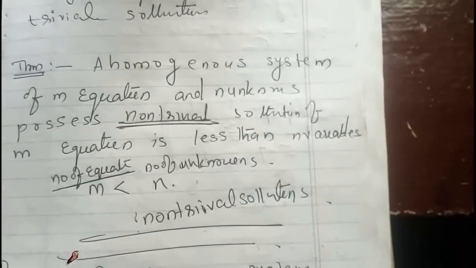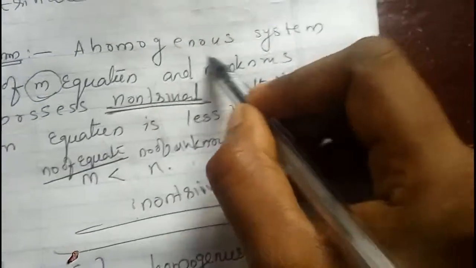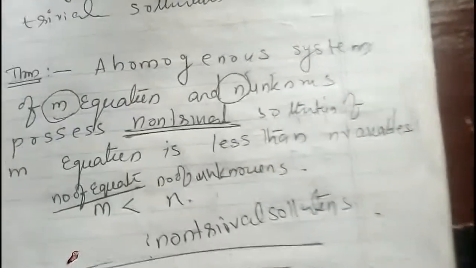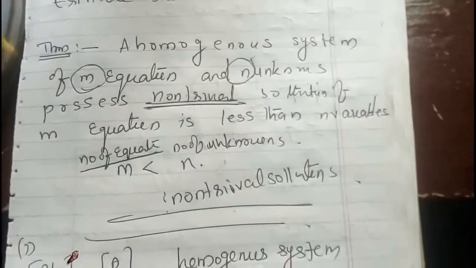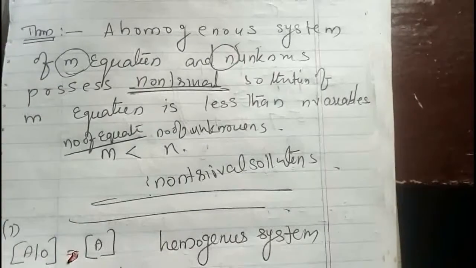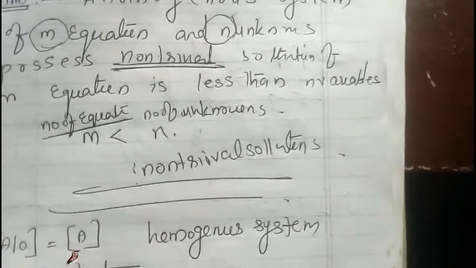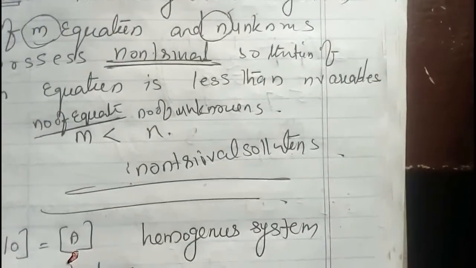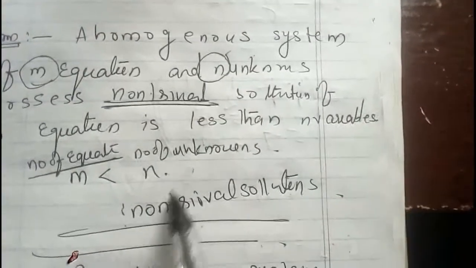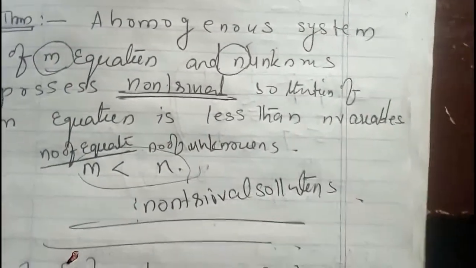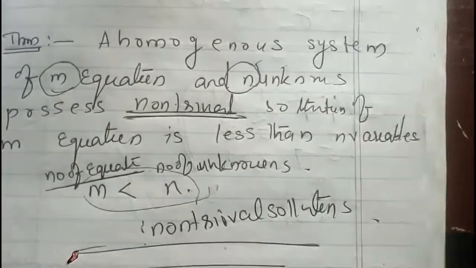Next is a theorem: a homogeneous system of equations with m equations and n unknowns possesses a non-trivial solution if m, the number of equations, is less than n, the number of variables. We have m equations and n unknowns. If the unknowns are greater than the equations, or the equations are less than the unknowns, we can say such a system of equations possesses a non-trivial solution.